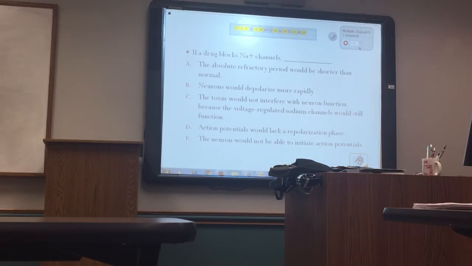So this is how the drug lidocaine works. It blocks sodium channels. So when it blocks sodium channels, what happens? What do you think? It's a critical thinking question. A local anesthetic. It doesn't put you out.